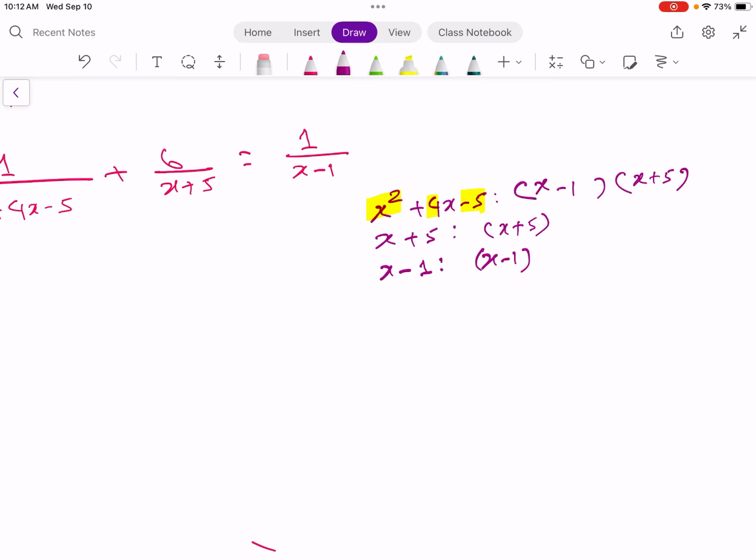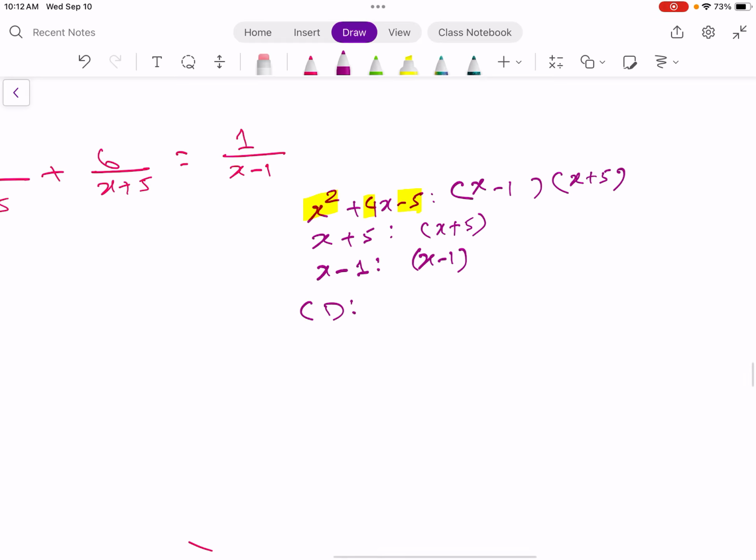Okay, now what will be the common denominator? You look for the factor which is common in each denominator. Do we have a common factor in each denominator? We don't. Now, do we have a common factor in two denominators? Yes, right? So we have x minus 1 common. You write that down once, okay?